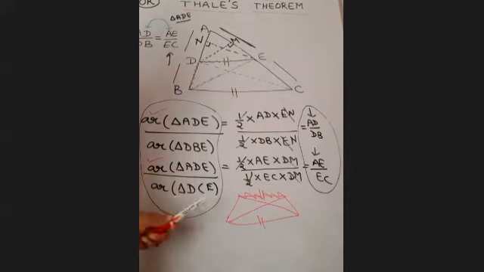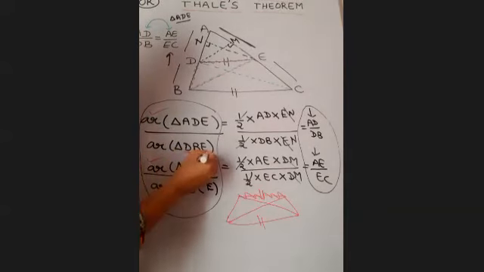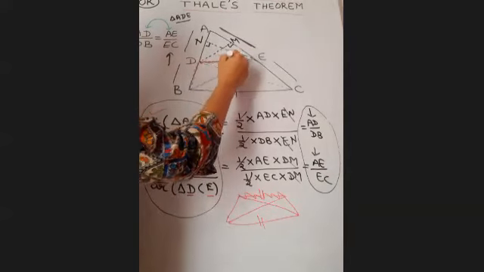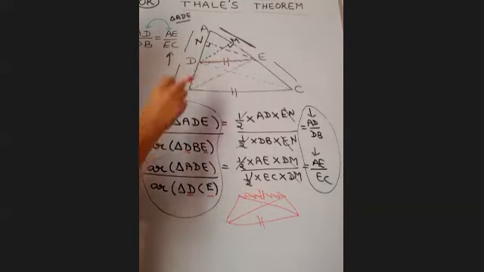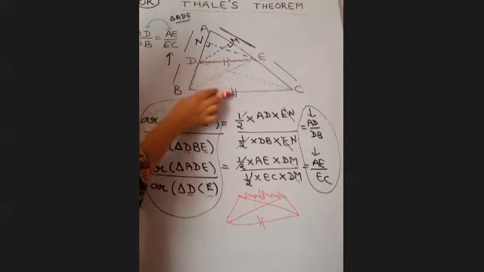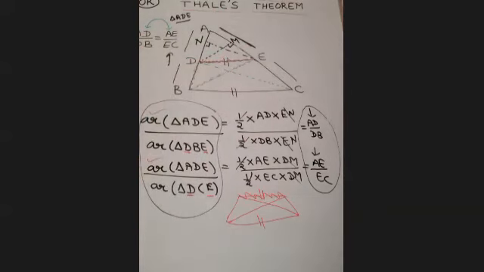Now you can see DBE and DCE are on the same base DE. Are they on the same base DE? Yes, ma'am. And are they between the same parallels DE and BC? Yes, ma'am. So will they also be equal in area? Yes. So LHS is equal and consequently RHS will also be equal. That is how we are proving BPT.